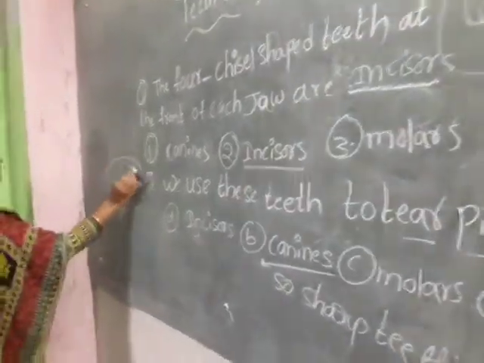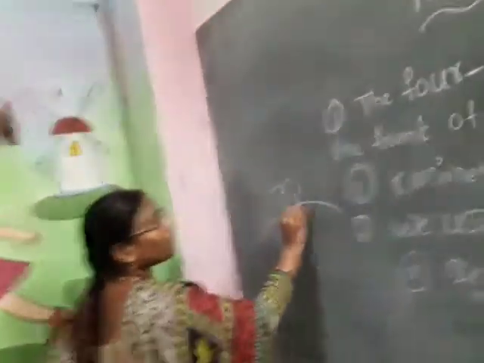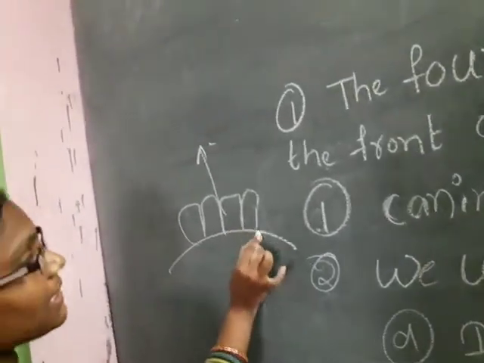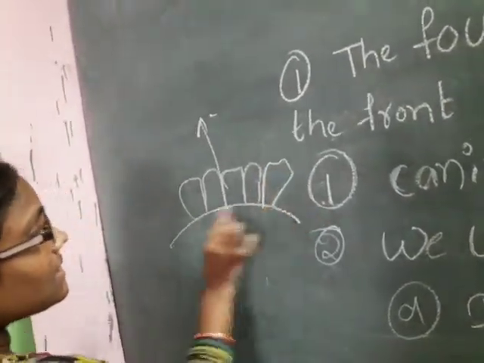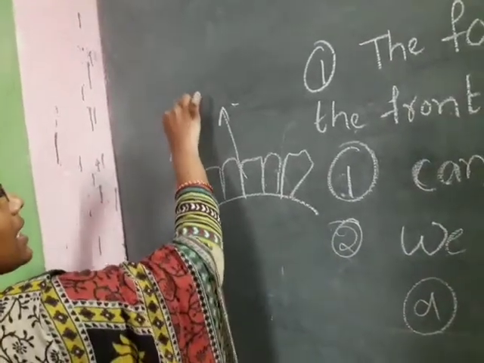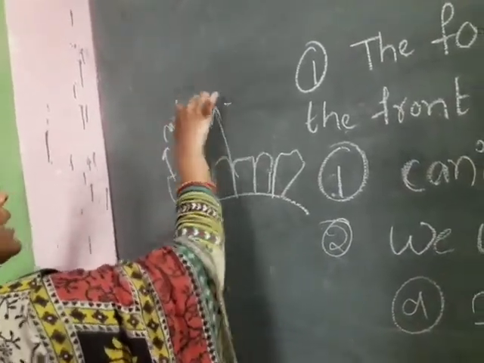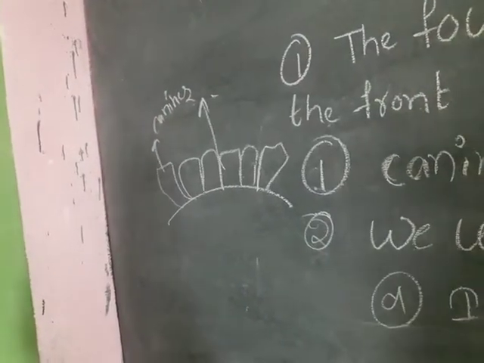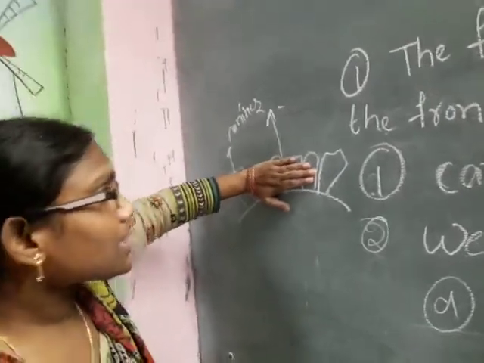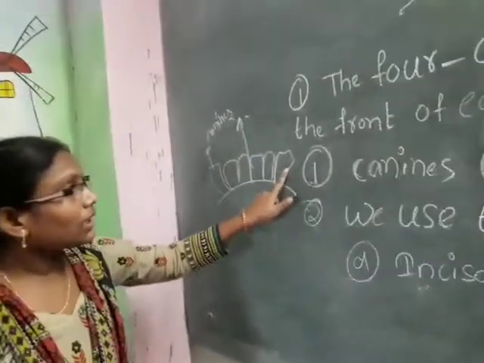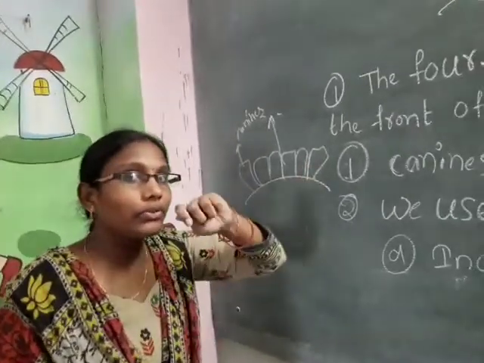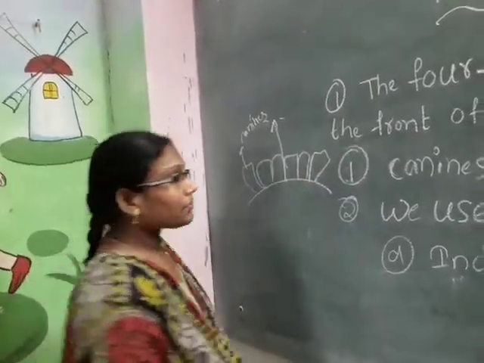This is the teeth structure. These four are the incisors. The teeth at the side of the incisors are called canines. First, the front teeth are called incisors, then after them come the canines. These canines are used to cut the food. Okay. Third one.